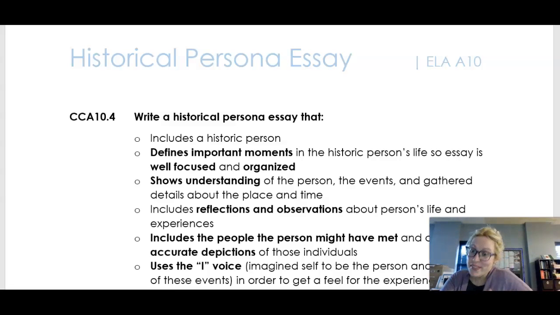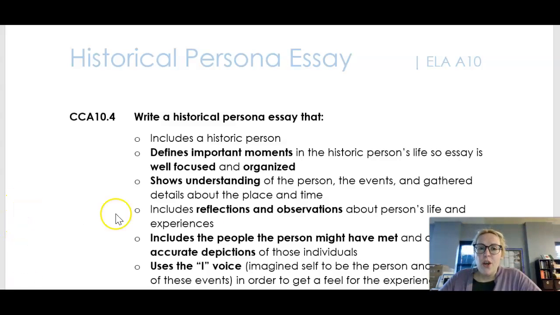Okay, so this is part two of the historical persona essay. I'm going to go through how you're going to write it, how you might go about choosing who you're going to pick, and the style in which you are writing, and some requirements.